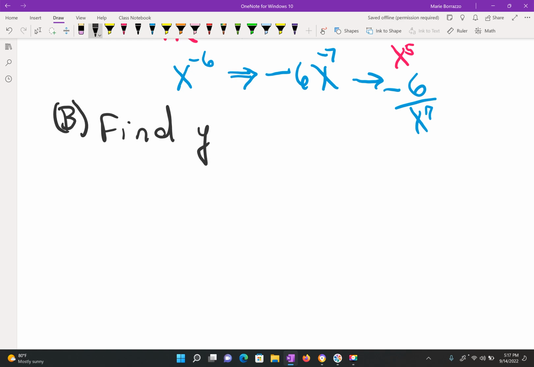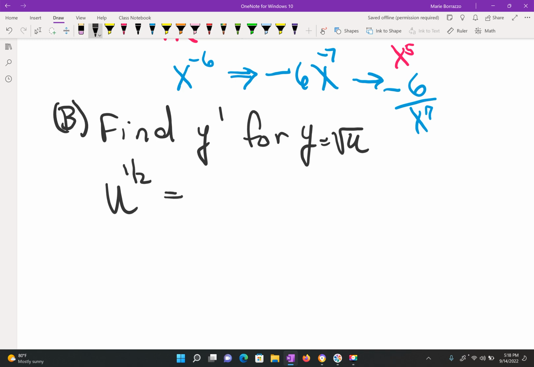So find y prime for y equals square root of u. What's that going to look like? We can re-express it as u to the 1/2 power, yes? And now what? Then we can do the same operation, multiply and subtract. Right, so this is technically a coefficient of 1. Half of 1 simply is a half. u, and I'm going to take away 1, which is technically 2 over 2, isn't it? Okay. So this is -1/2.